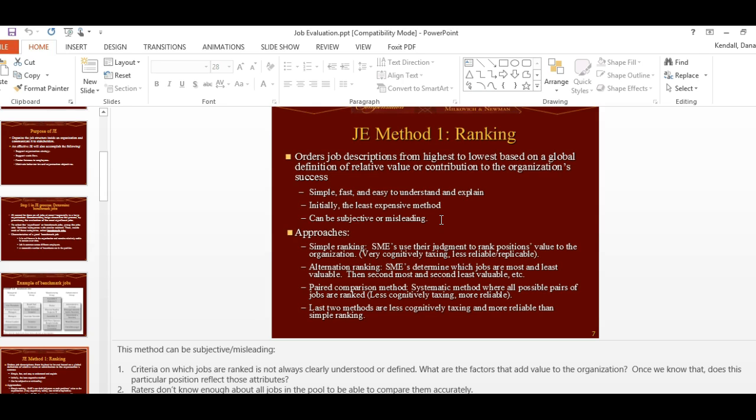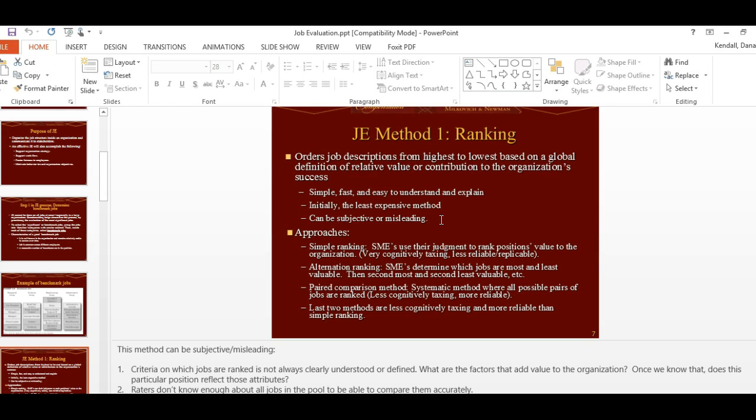Okay, so this is a simple one. People, I think, use this one as a go-to method of job evaluation that's fairly easy to explain and understand. It's not as easy to do. However, there's one thing to say about this, and that is that this method can be subjective and misleading because when we're just doing the ranking, the criteria on which the jobs are ranked are not always understood even by the SMEs who are doing the ranking. Typically those are the people who do them.